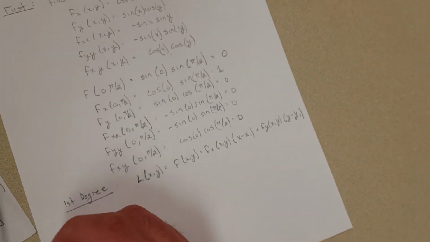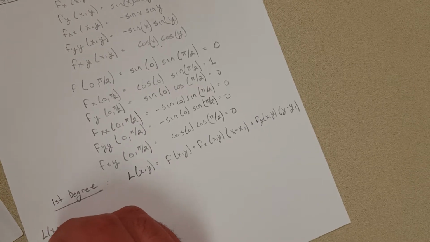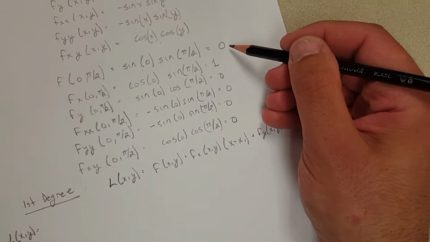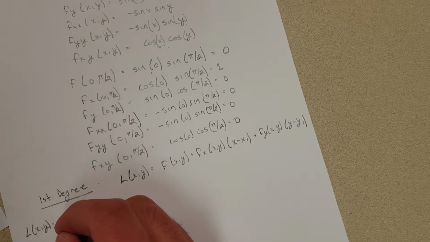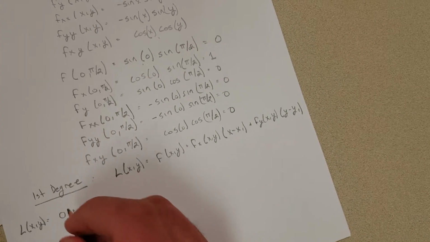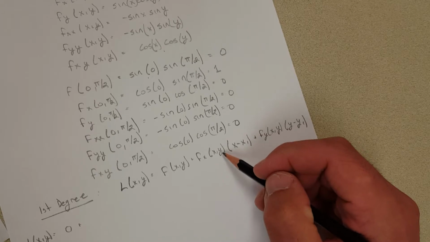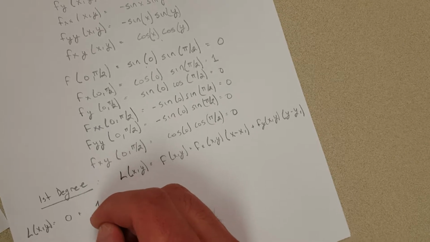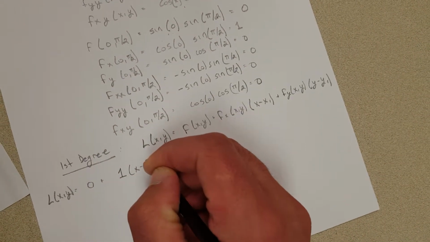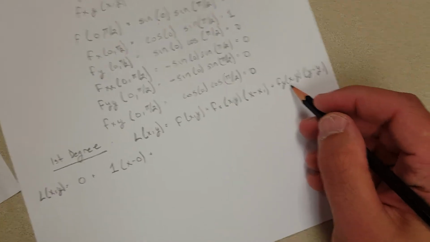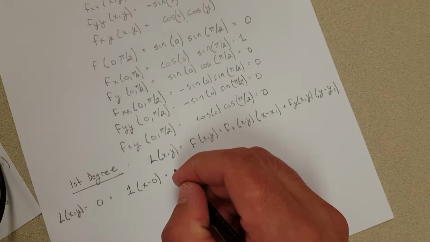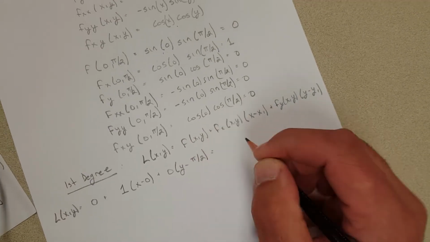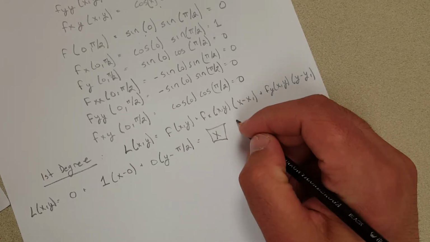So plugging everything in, our first degree, our f of 0, pi over 2 is 0. Our f of x, x y times x minus x1 will be 1 times x minus 0. And then our f of y, x y times y minus y1 will be 0 times y minus pi over 2, which equals x. And this will be our first degree.